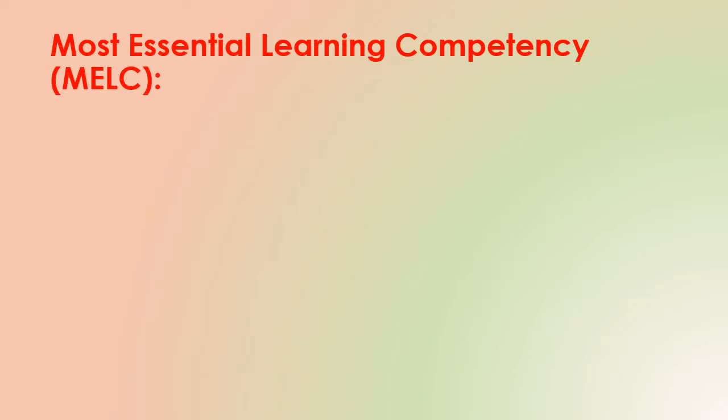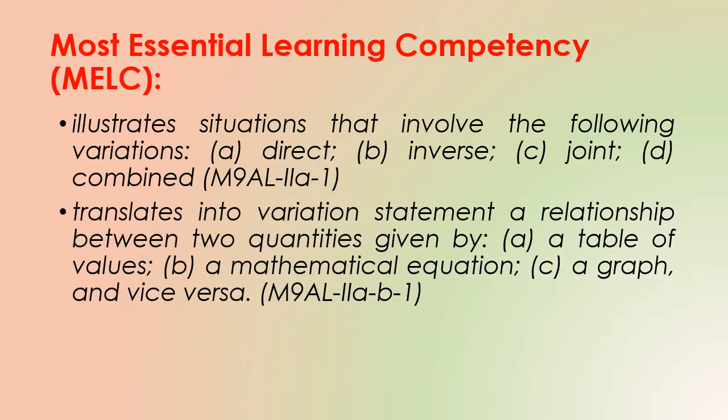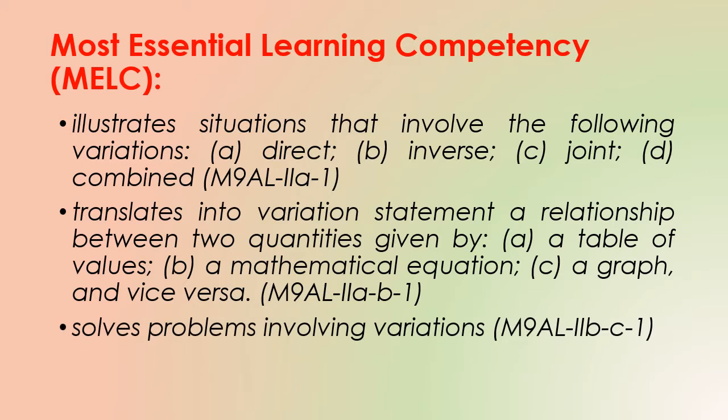For the most essential learning competencies, MELC, illustrate situation that involves the following variation. Letter A, direct. Letter B, inverse. Letter C, joint. And last is combined. Translate into variation statement a relationship between two quantities given by letter A, table of values. Letter B, a mathematical equation. Letter C, a graph, and vice versa.